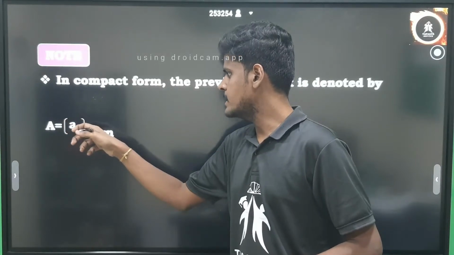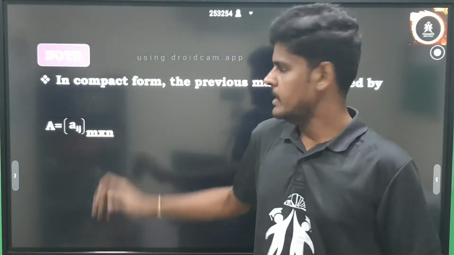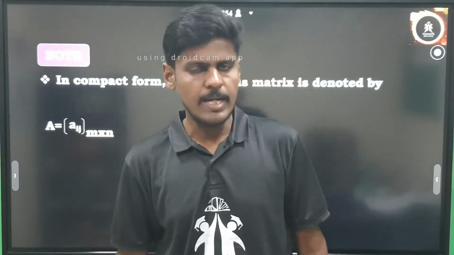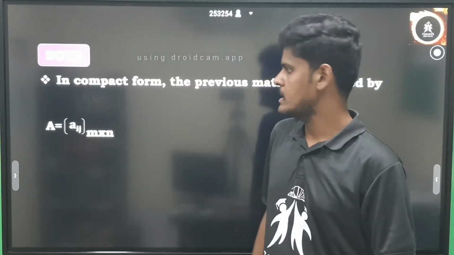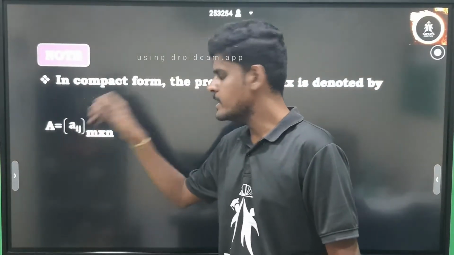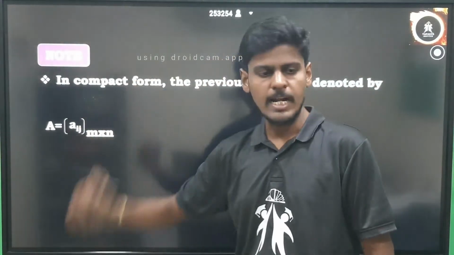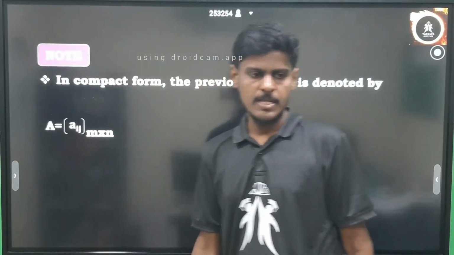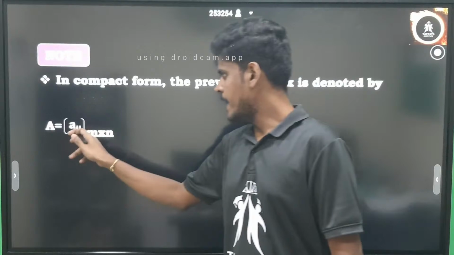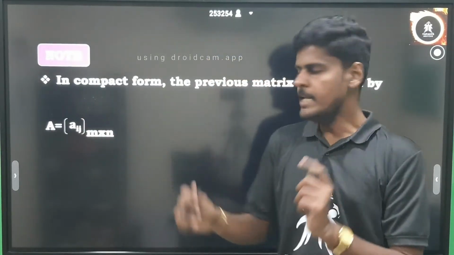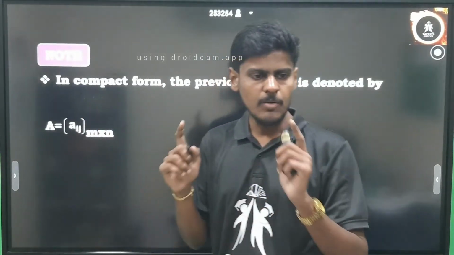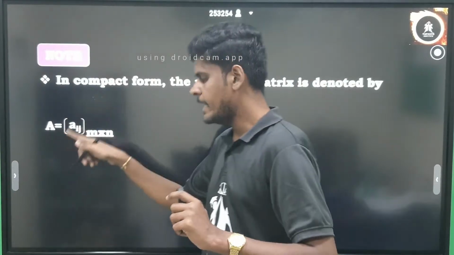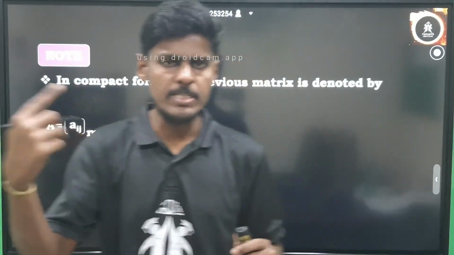Now what is this aij? We already know A means matrix, small a denotes elements in the matrix. And what is this ij? i is the row number and j is the column number. For example, a matrix has 3 rows and 2 columns. That means i varies between 1 to 3 and j varies between 1 to 2. By varying i and j, we have different elements generated.